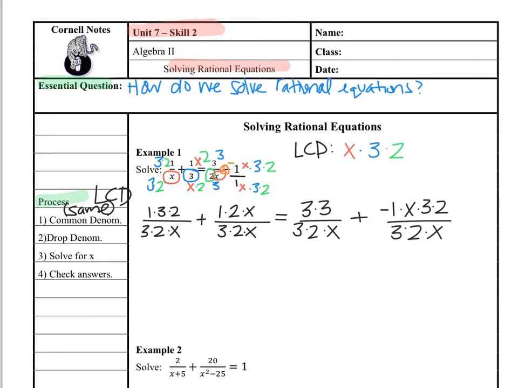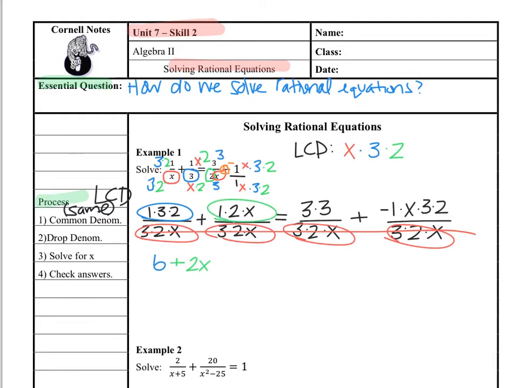And you'll notice that each one of these denominators is exactly the same, and that was the whole purpose because now we can drop them. Now that they're identical to one another, we can drop them and just start multiplying, combining like terms, and solving for x. So here we have 1 times 3 times 2, which is just 6, plus 1 times 2 times x, which is 2x, equals 3 times 3, which is 9.